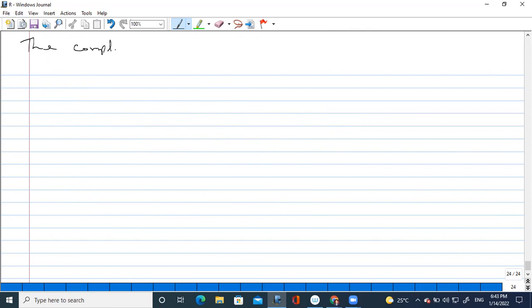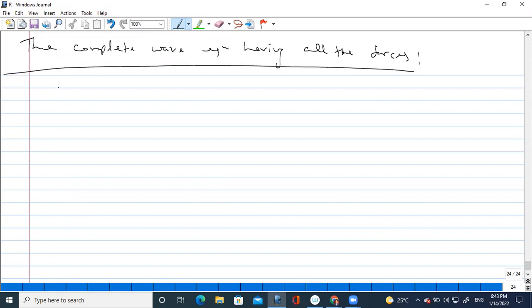The complete wave equation having all the forces. What will be that equation? You must understand: a square uxx. This term we always take, okay? There is no new in this, plus fxt. This type of force is known as external force. Means in the wave, in creating the wave, some extra force is also added.